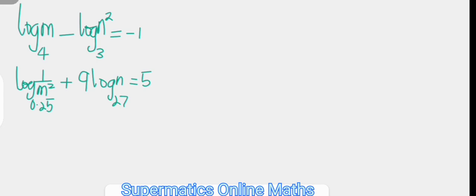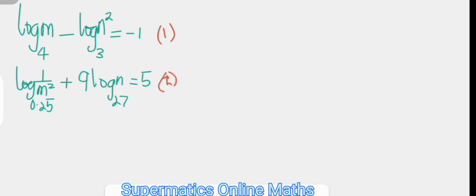Now let us call log m to base 4 minus log n squared to base 3 equals negative 1, equation 1, and we call log 1 over m squared to base 0.25 plus 9 log n to base 27 equals 5, equation 2.